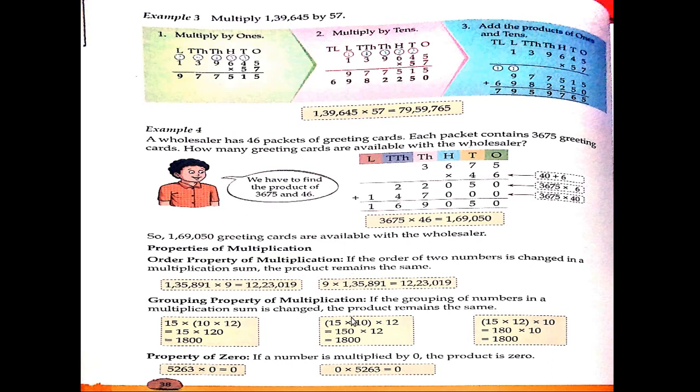Now see multiplication by 57. Same here is given. First we take 7, see 7 is in the ones place and 5 is in the tens place.